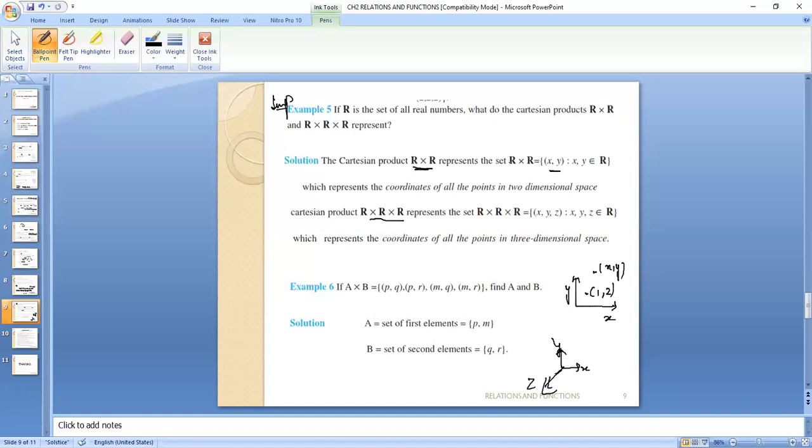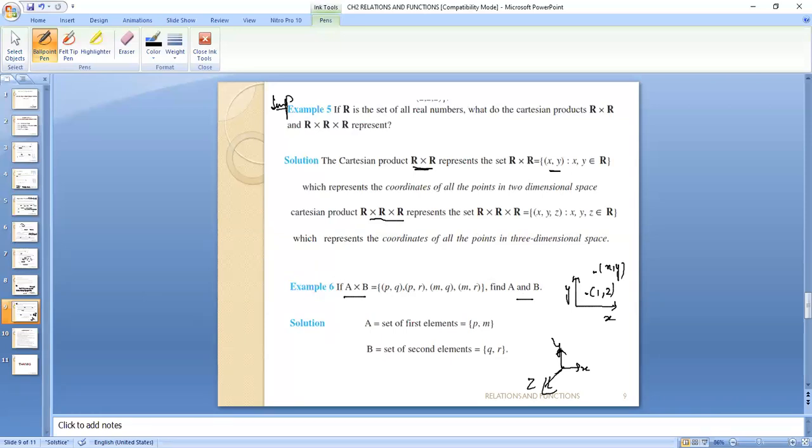That is what R by R and R by R by R represent. Then the last question: if A cross B is equal to {(P, Q), (P, R), (M, Q), (M, R)}, find A and B. Now this is the reverse, right? Earlier we were writing the product A by B when the elements were given. Now the product is given, and we have to write the elements.